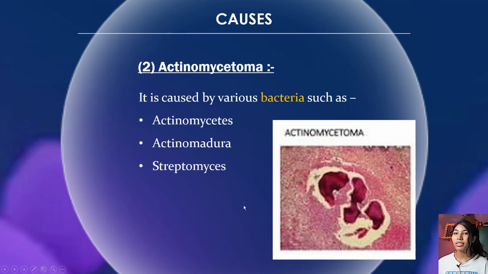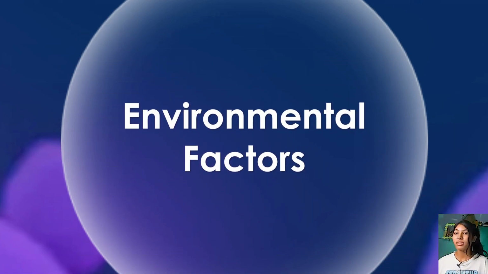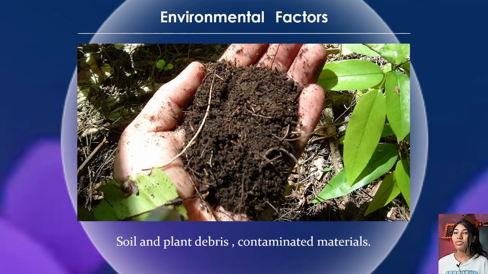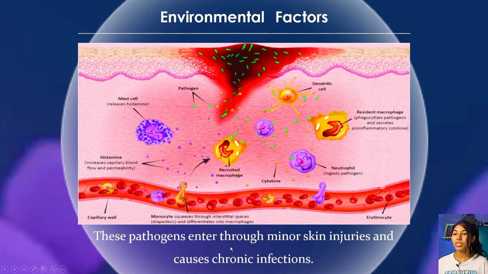These fungus or bacteria enter the body through small cuts and wounds. Then, the environmental factors that cause mycetoma. The infection usually comes from soil, plant debris and contaminated materials, which is why people who work in agriculture are more at risk. Then, these pathogens enter through minor skin injuries and cause chronic infections.